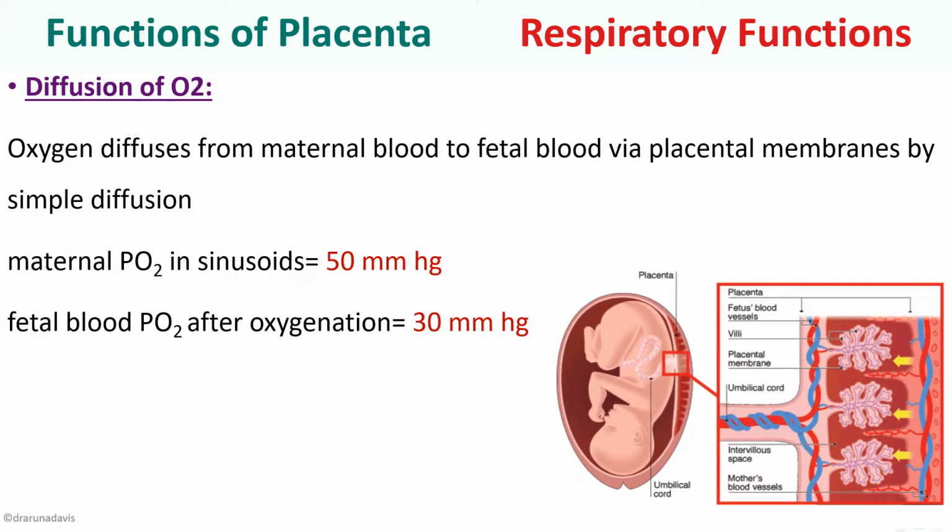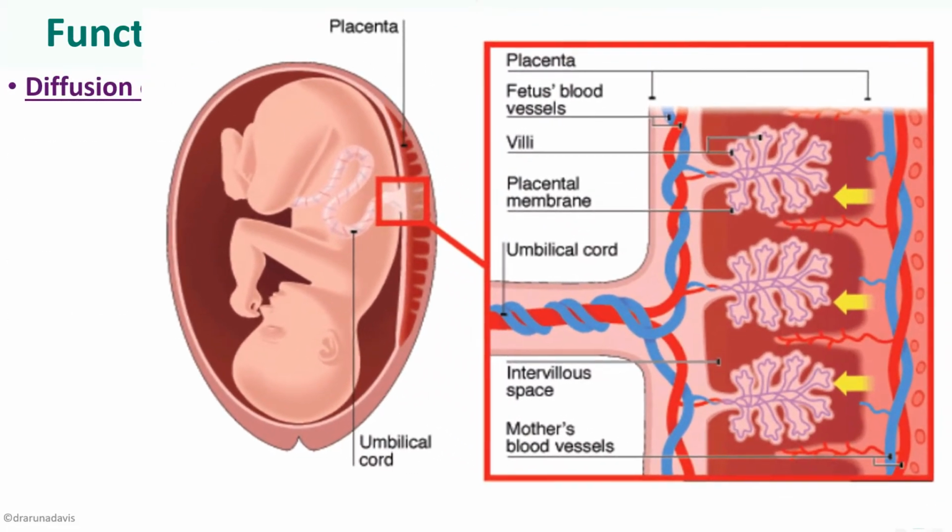So here you can see that these are the maternal sinusoids, right? From here, the oxygen is being transferred to these fetal vessels, okay? And thus these vessels will carry that oxygenated blood. Now the interesting fact is the fetal PO2, or the partial pressure of oxygen in the fetal blood vessels, is just 30. So how is the fetus going to be oxygenated by such a low partial pressure? So we've got an interesting reason for that.